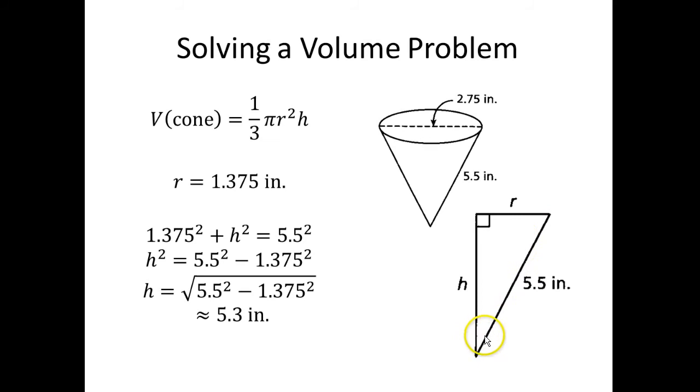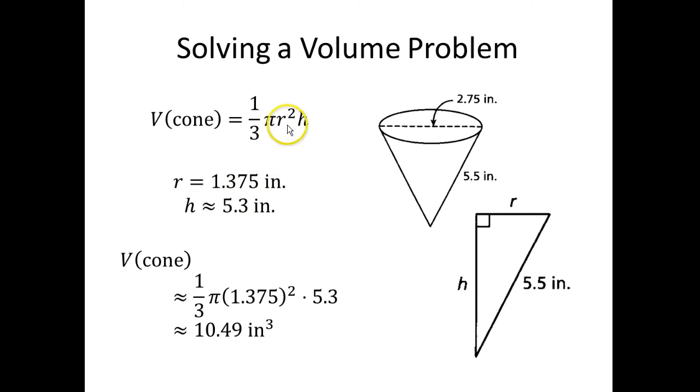According to the Pythagorean theorem, if I want to find the height, I know that all three of these sides are related by the Pythagorean theorem. So r squared plus h squared equals 5.5 squared. But r is just 1.375, h is what I'm trying to find, and this is equal to the square of the hypotenuse, which is 5.5 squared. So I can use the Pythagorean theorem to solve for h, and I get that h is approximately equal to 5.3 inches. So the height of this cone is approximately 5.3 inches, which is a little bit less than the slant height. Resist the temptation to just plug the slant height into the formula.